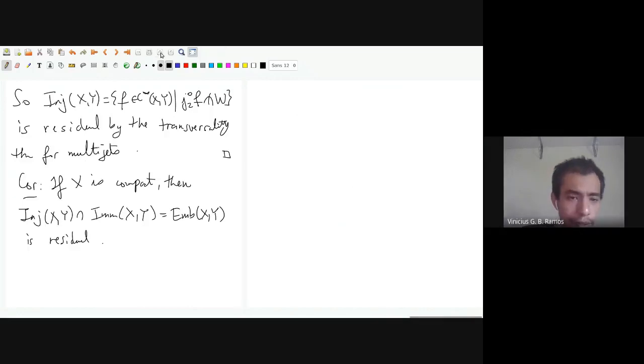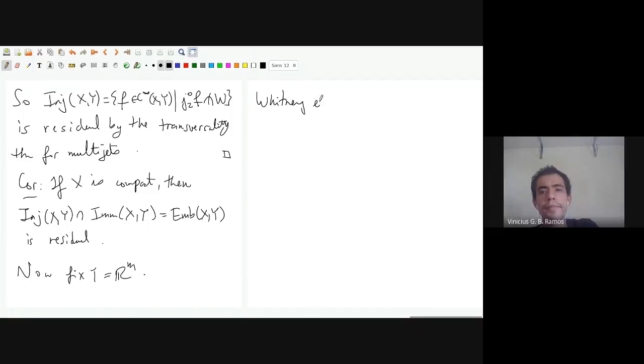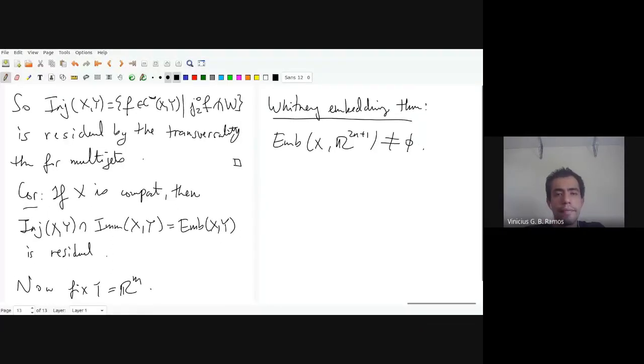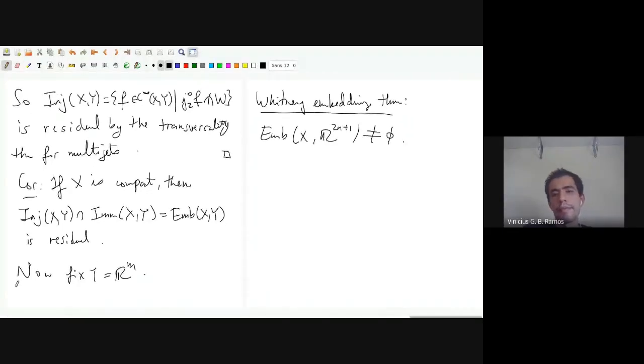Okay, so what we're going to see now is we're going to restrict to the case where Y is R^n. So now we fix Y to be equal to R^m. And we're going to consider the injective immersions that are also proper, and we'll show that there exists at least something there. So the goal is to prove the Whitney embedding theorem, which is that the set of embeddings, this is sort of the easier version or maybe the mild version, is non-empty.